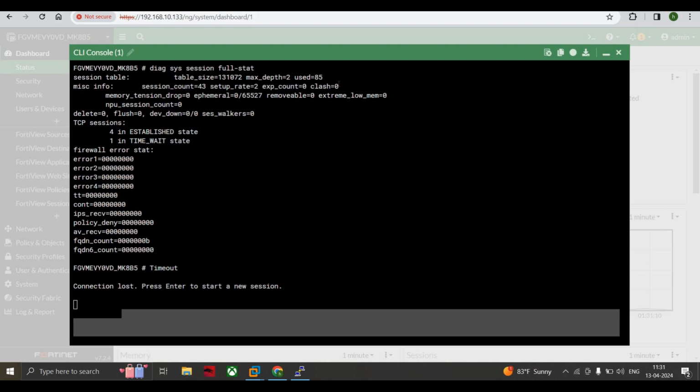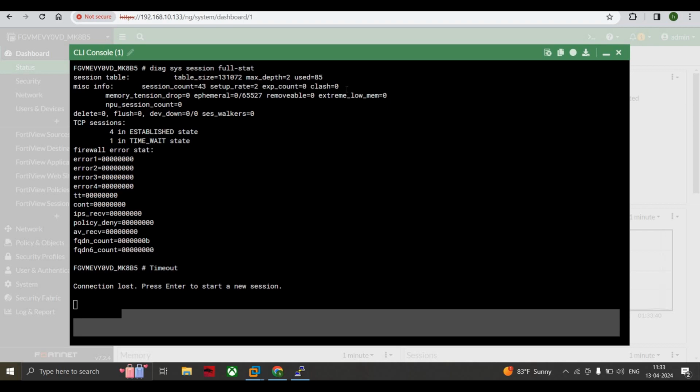So the session table currently has 85 entries, that's why it's written as 85. Session count means how many sessions are currently running, so it's 43. Setup rate means how many sessions are established per second. There are 2 sessions established per second, so the rate is 2. Then expired sessions: currently the count is 0, which means no sessions have expired since the last time the session statistics were checked.